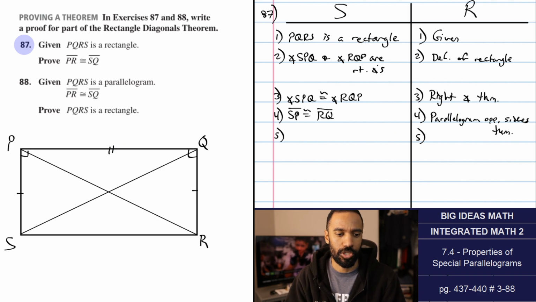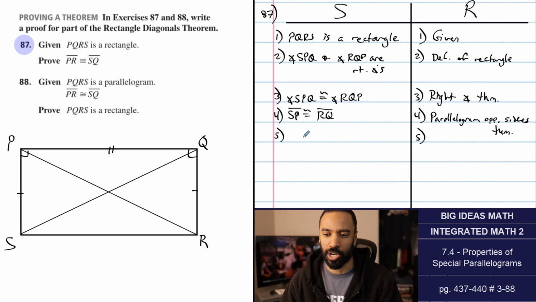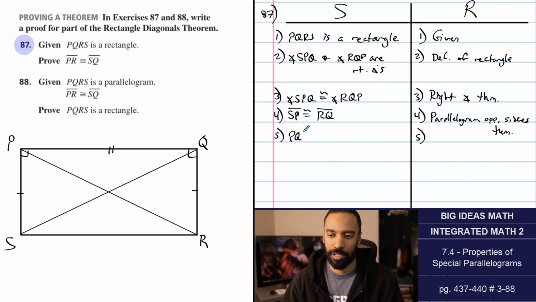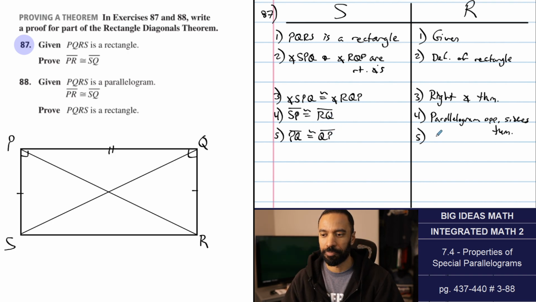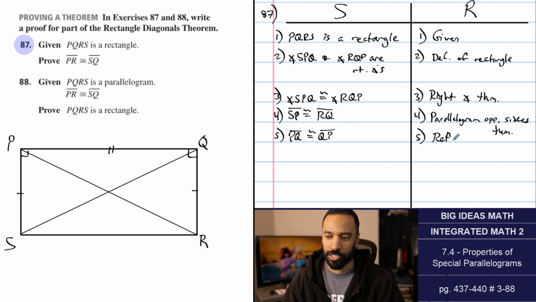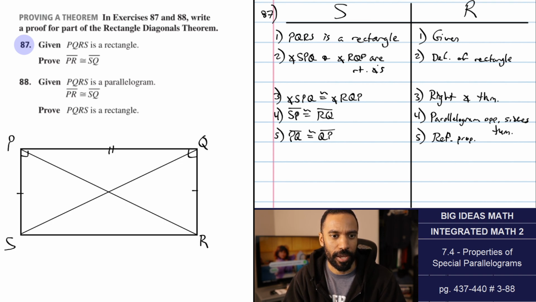PQ is congruent to QP itself. It's the shared side. That's a reflexive property. PQ congruent to QP. And the only reason I changed that is because these are reflected drawings. Reflexive property. Okay. The triangles are now congruent by side angle side. Now keep in mind what 2 triangles I'm looking at, because I'm 2 steps away from the answer.